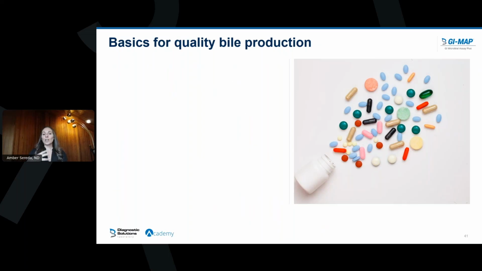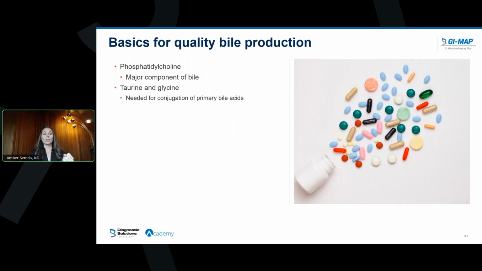And then I want to think about the basics for quality bile production, which can help in both our diarrhea and our constipation cases. So we need phosphatidylcholine. This is a major component of bile. We need that taurine and glycine. I talked about that at the very beginning, which conjugates our primary bile acids to make them more water soluble.